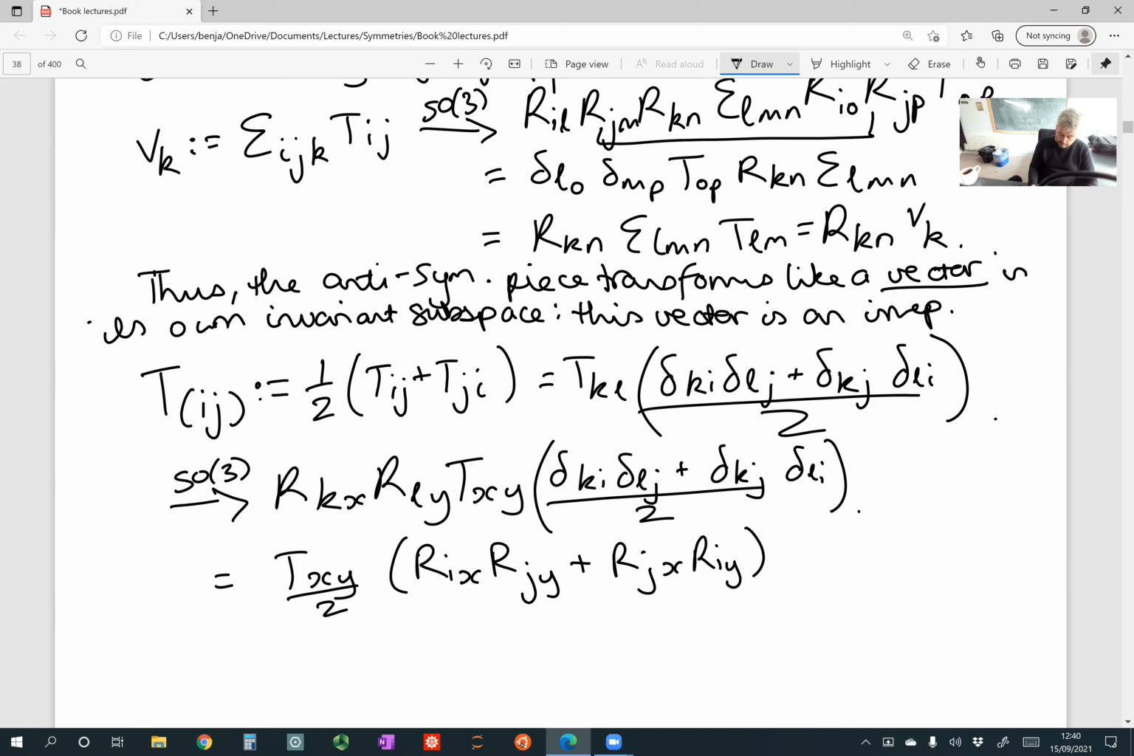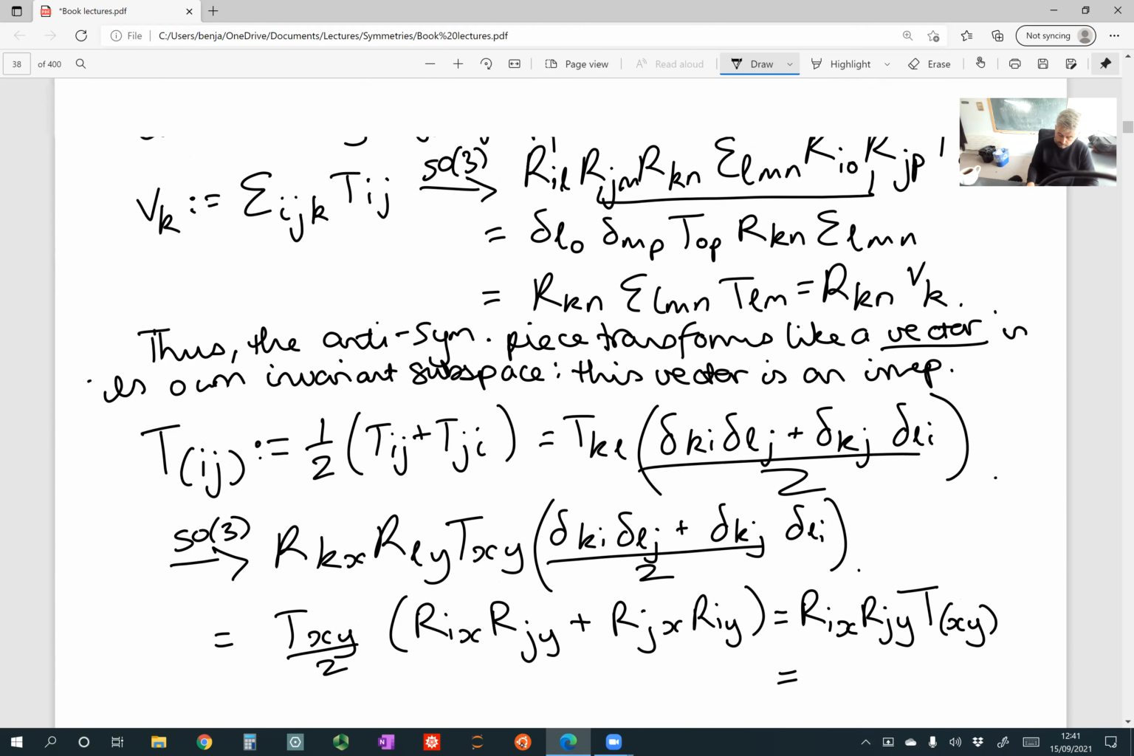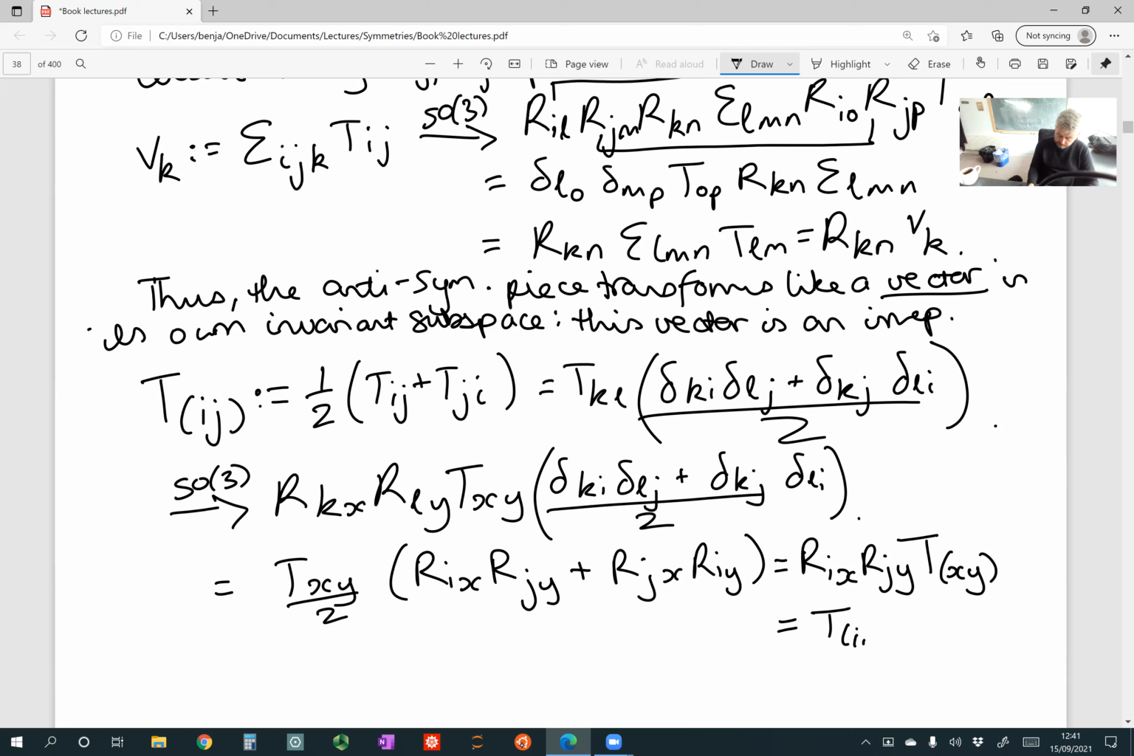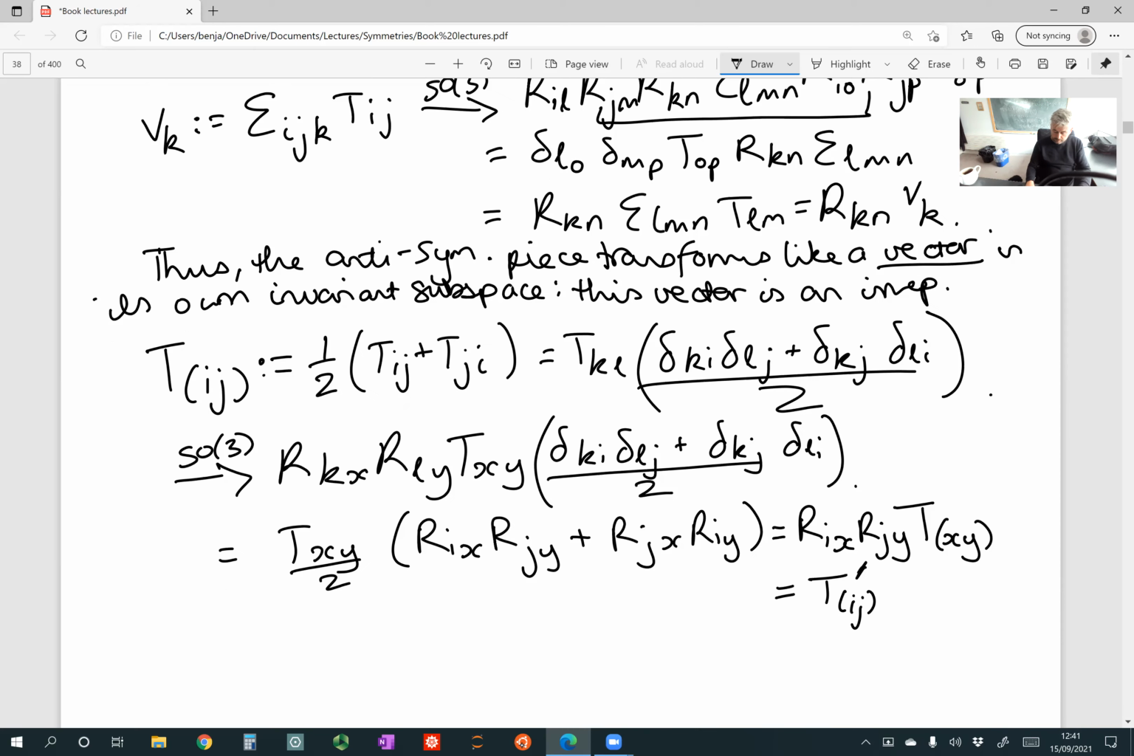So I can write this in terms of RIX, RJY, T with the symmetrization onto the T now. So I'm going to define this as Tij prime. So that's what Tij transforms into. So this shows us how irreducible representations can be formed.